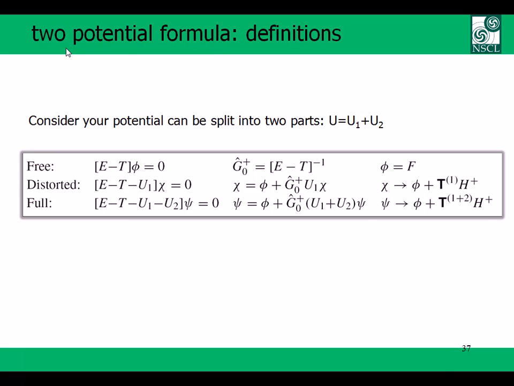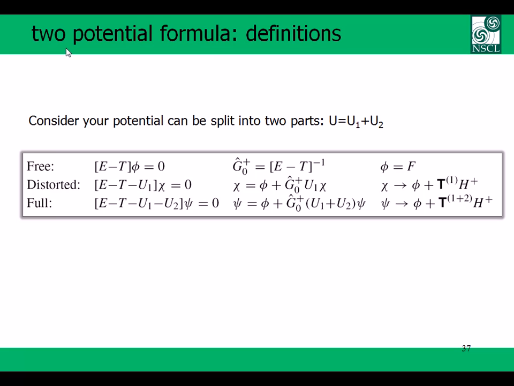Let's define a free wave function that I call phi. That is the solution to the free equation with no interaction. Associated with this, we will have a propagator, the free propagator, the Green's function. And I know that that free solution is actually just f of l. I've dropped the l coefficients, there are l's in all of this.